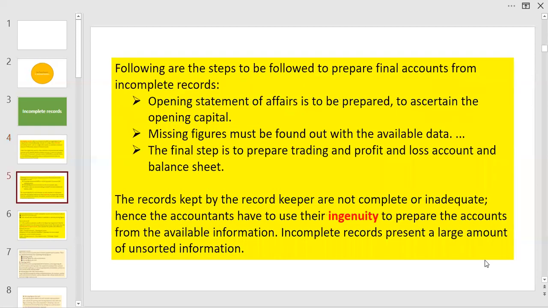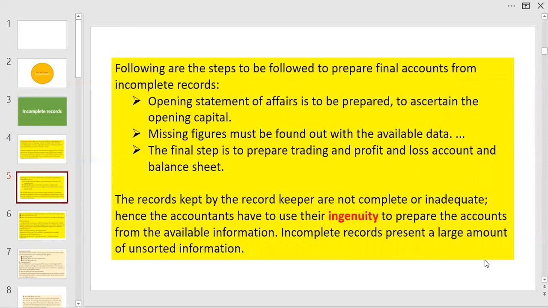As guidance, they give 3 steps to record these incomplete records: preparing an opening statement of affairs to ascertain the capital, completing the missing details with the available data, and proceeding to prepare the P&L and balance sheet. The ingenuity of students and their logical approach, backed by their accounting knowledge, can be helpful in these circumstances.